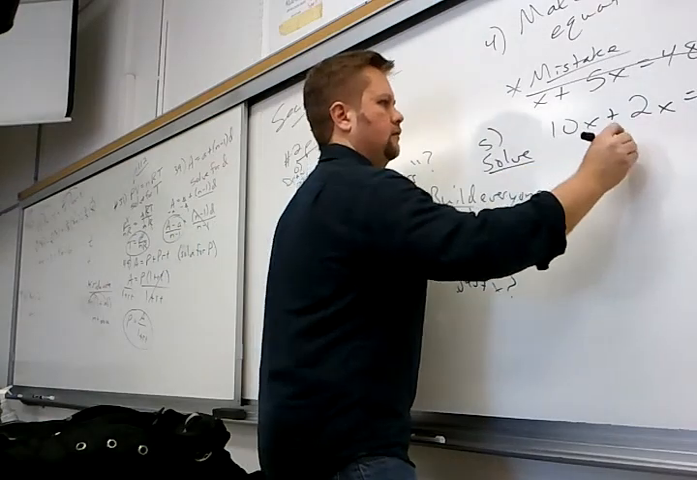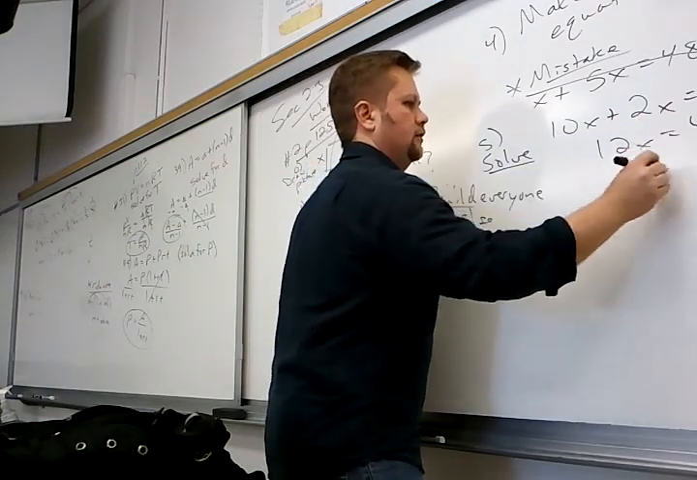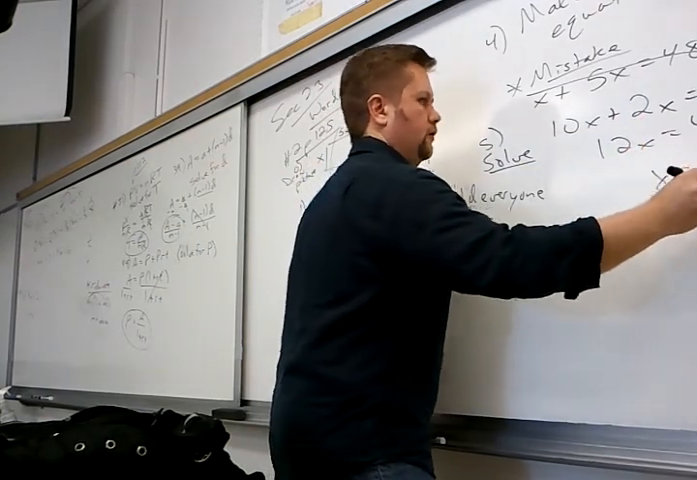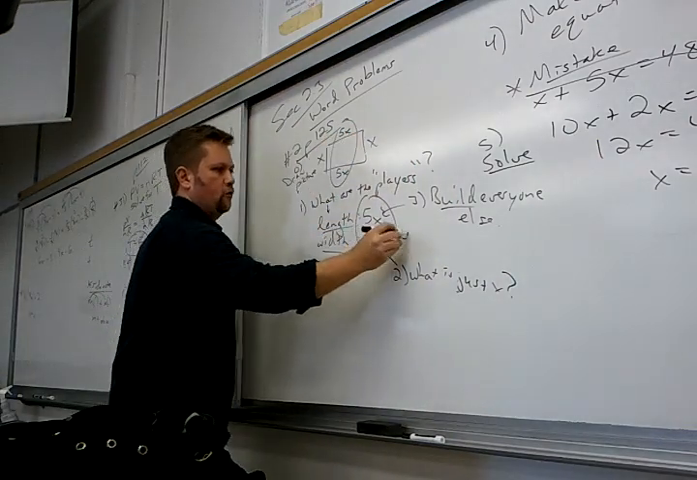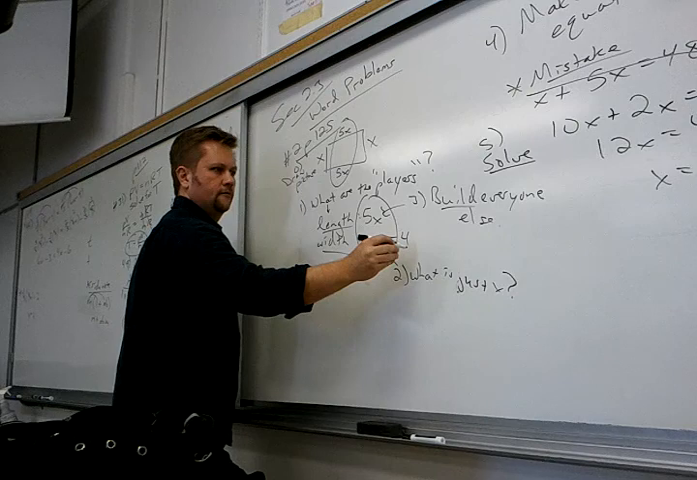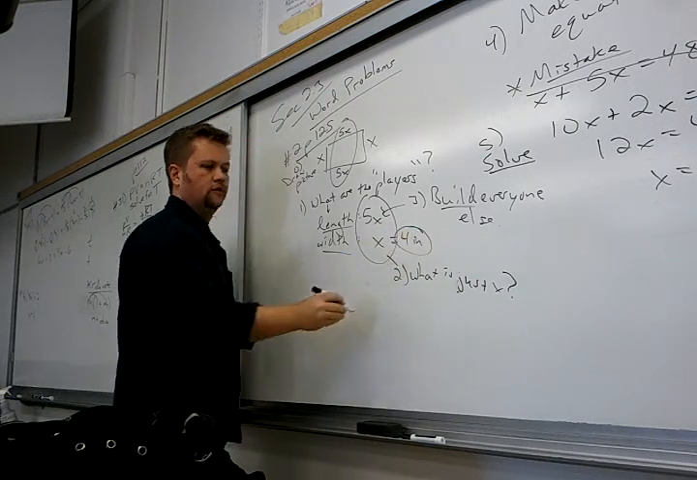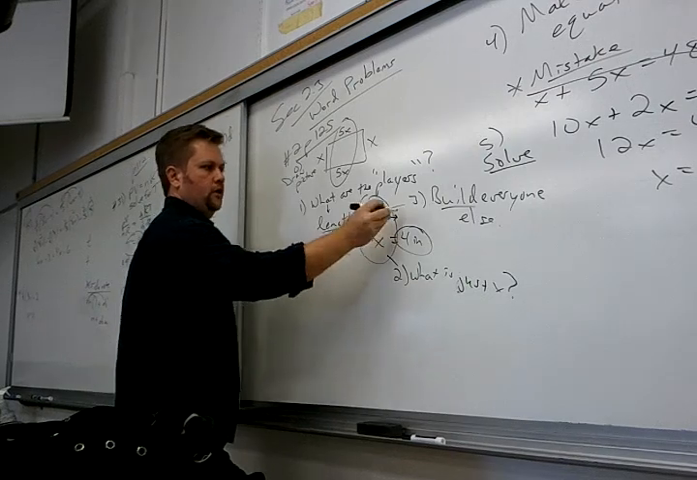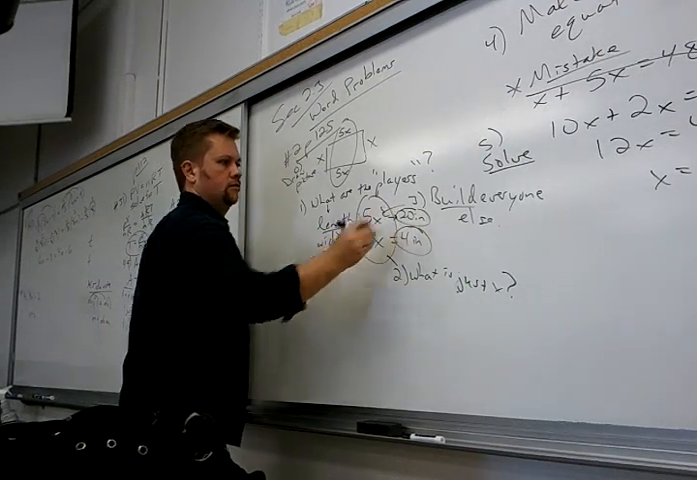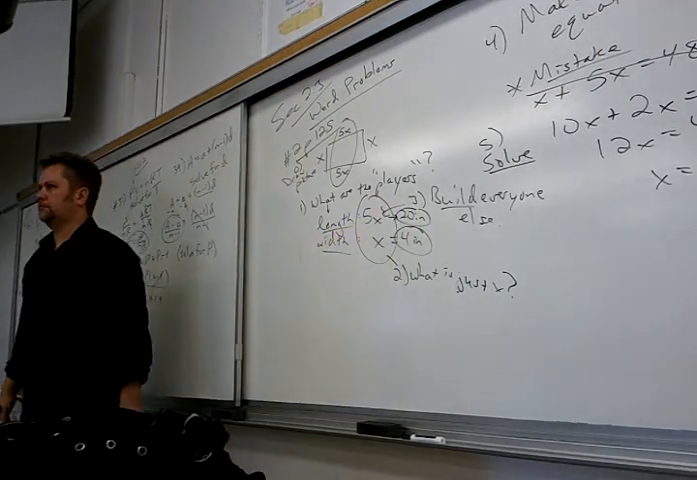So 12x equals 48, so x is 4. Then you can come back up here. X is 4 what? Inches. X is 4 inches. So the width is 4 inches, and the length would have to be 20 inches. Really small horse. Very small.